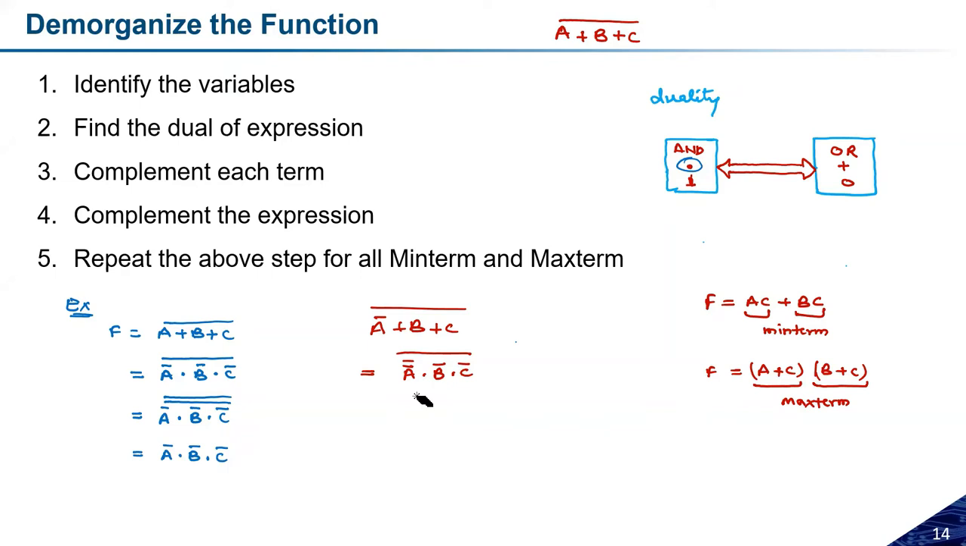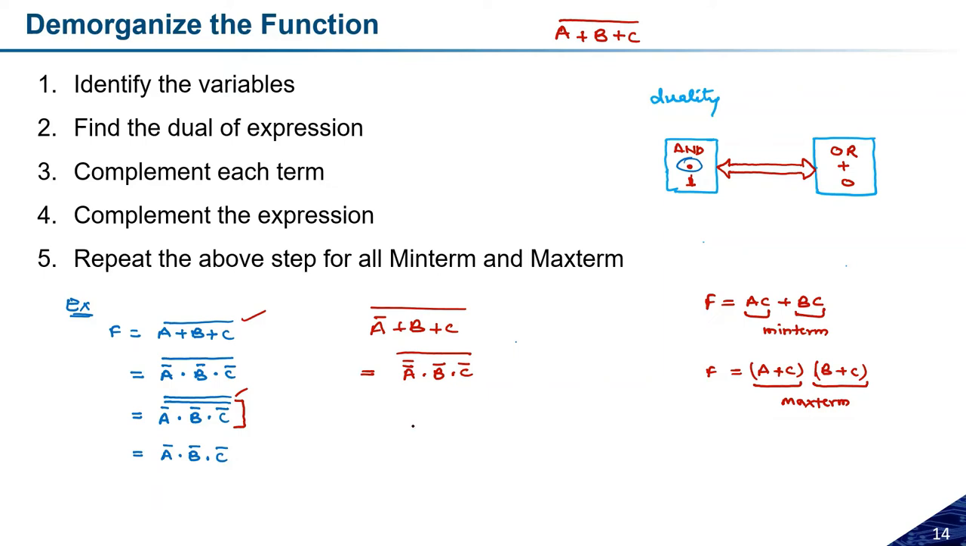So what we did here, we just complemented each of the terms. Then the next step is to complement the expression. Whatever expression we had, we need to take the complement of it. So both the complements will be cancelled out. This is cancelling because we already had one complement from the beginning.